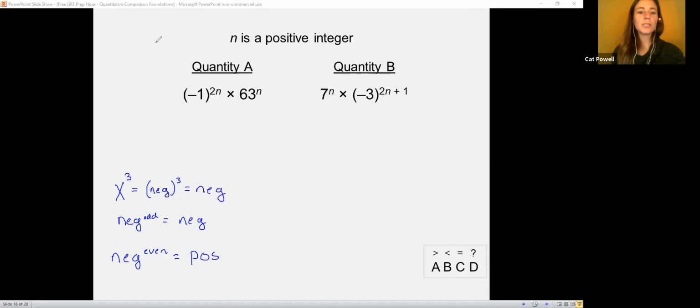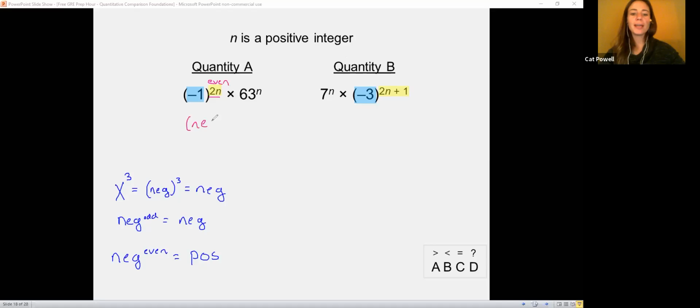So a lot of people are saying, oh, I notice these exponents. Like I notice I have 2n over here, and I have 2n plus 1 over here. And I notice that I have negatives on both sides. What do I know about 2n? Anything times 2. Does anyone know a useful fact about that? Yeah, it's always going to be even. Because even numbers are multiples of 2. So anything times 2 is always going to be even.